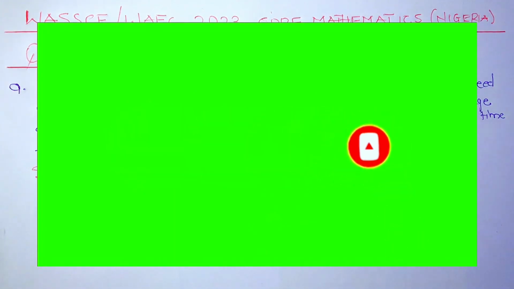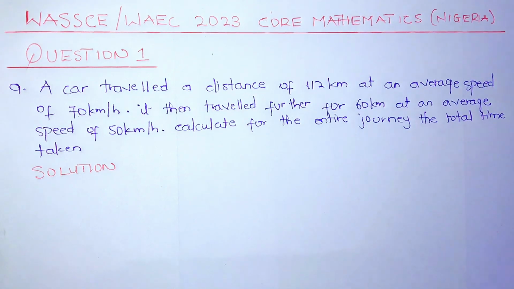Question 1. A car traveled a distance of 112 kilometers at an average speed of 70 kilometers per hour. It then traveled further for 60 kilometers at an average speed of 50 kilometers per hour. Calculate for the entire journey the total time taken.